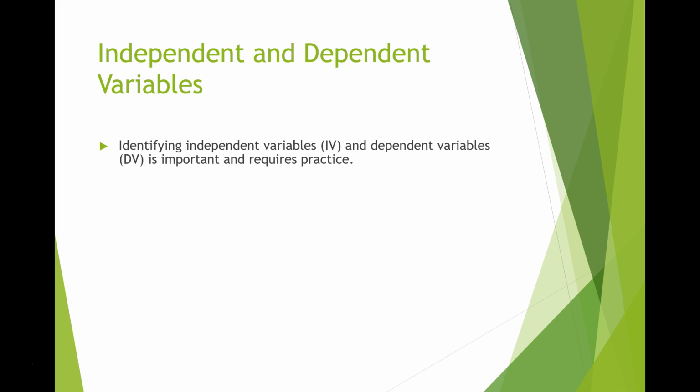Identifying independent and dependent variables is one of the first tasks of a researcher, and initially many students find this task difficult. The easiest way to improve your ability to identify these variables is to practice, practice, practice. You'll now get a chance for some practice.